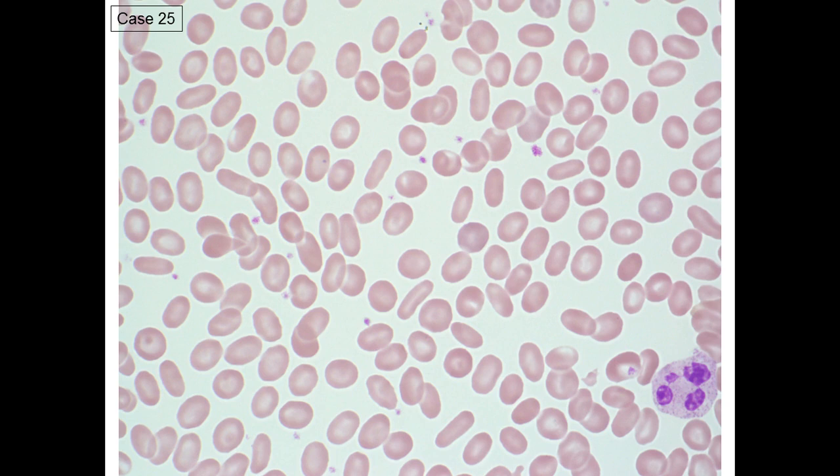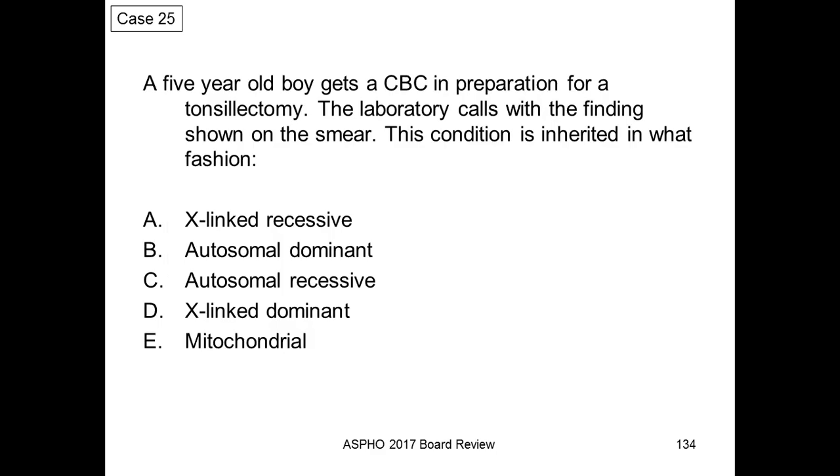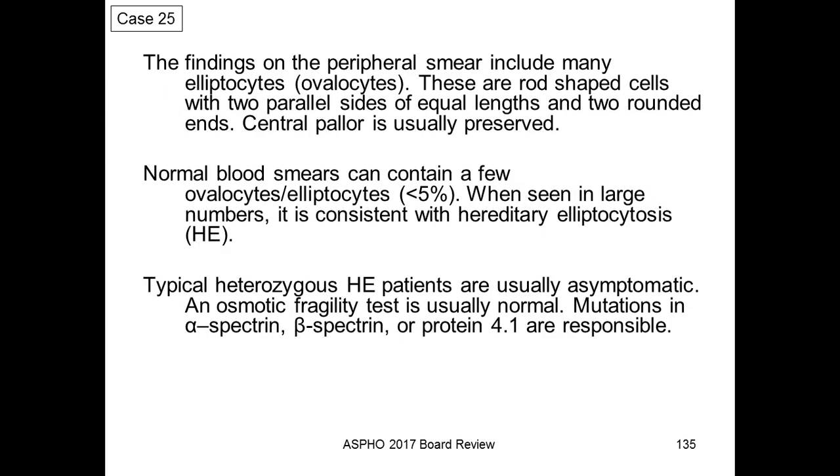So here's the peripheral smear again. So this condition is inherited in an autosomal dominant fashion. So it's an example of hereditary elliptocytosis. There were many elliptocytes on this smear, also known as ovalocytes, a synonymous term. These are rod-shaped cells that have 2 parallel sides of equal length and 2 rounded ends, and they typically have preserved central pallor, which is helpful when you're trying to distinguish whether these are truly ovalocytes from an artifact.